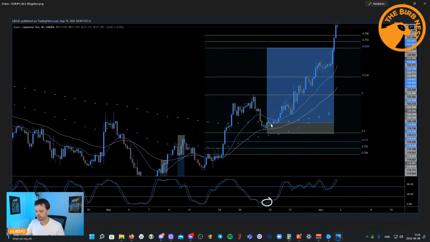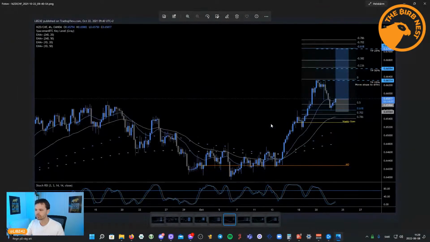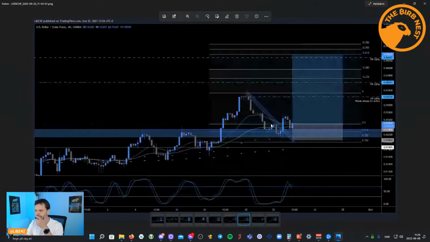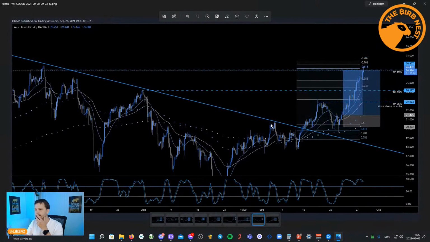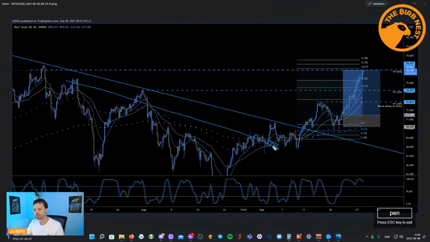But I have another one which I feel is a really good example as well. This one on oil is just absolutely beautiful, right? You have a very clear downtrend right here, a break in market structure here. You have a lower high and then a higher high and a lower low, which is also like a W pattern right here.